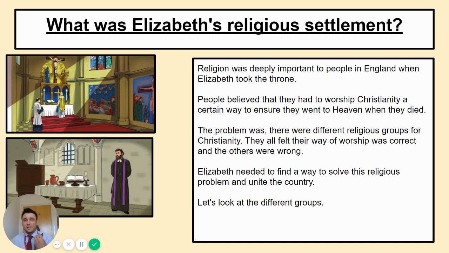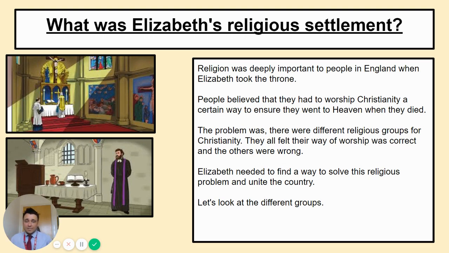Now, the problem is you've got different religious groups for Christianity. And they all felt their way of worship was correct and the others were wrong. And we've looked at two of these before, a constant theme, the Catholics and the Protestants. And I'm hoping if you looked at the picture there, you could work out which was a Catholic church and which was a Protestant church. That's right. The one at the top is the Catholic church, the colourful church. The one at the bottom is Protestant. It's more basic, it's more plain.